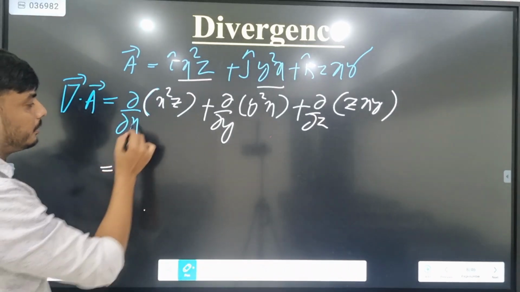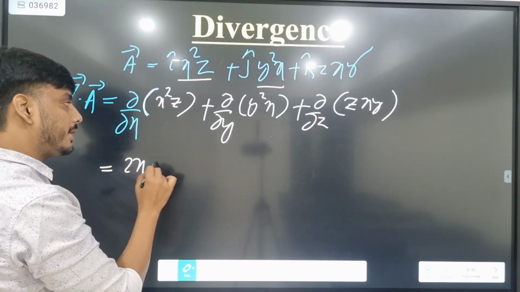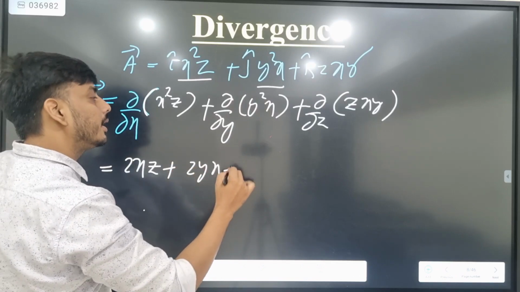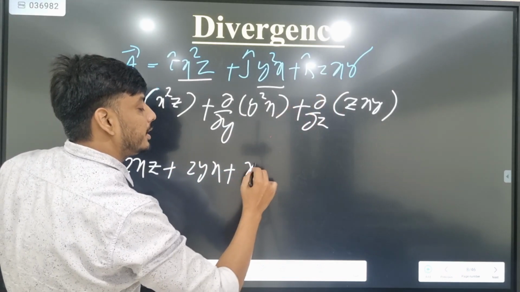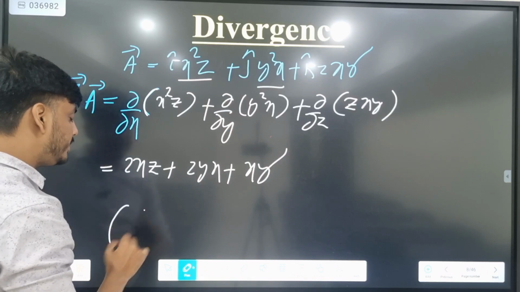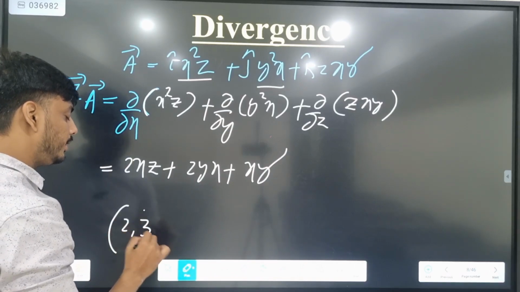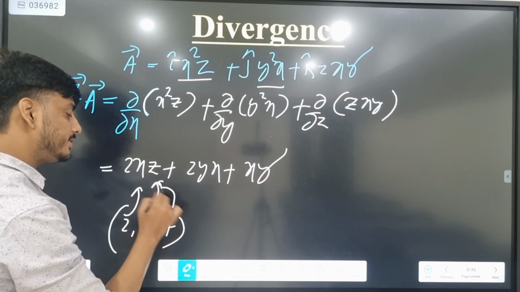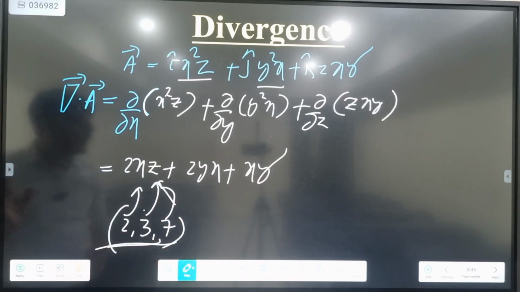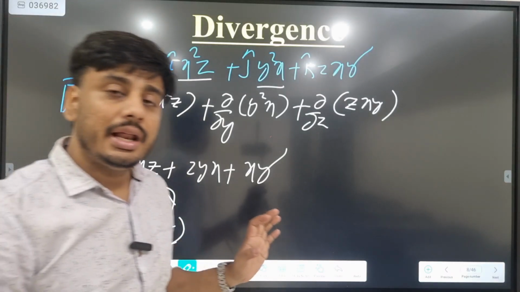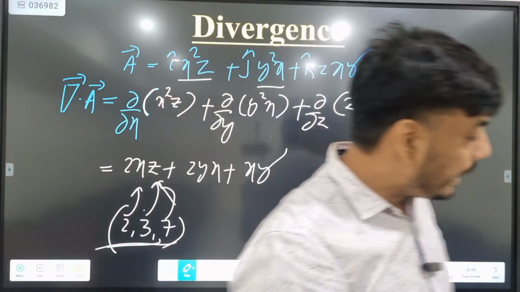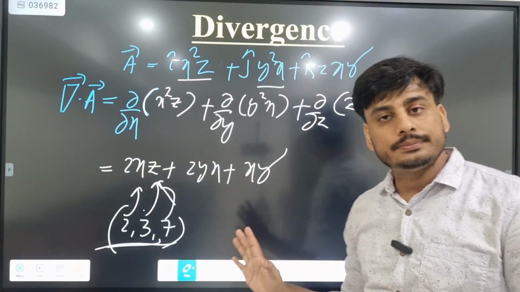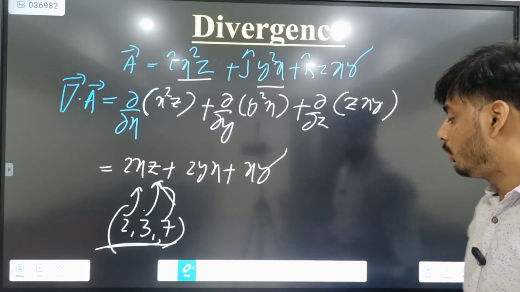Directly you can take the derivative. Derivative of x square z is 2xz, plus derivative of y square x is 2yx, plus derivative of z with respect to z is 1, so xy. If points are given, like 2, 3 and 7, then you can put the values of x, y and z to get the actual answer. Similar to the gradient, at the end you can put the values of x, y, z. I hope this is clear. Now we'll go to the curl.